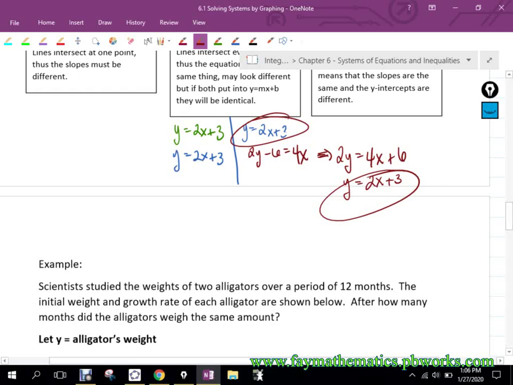And they might ask you, here are two equations. Are they the same, so you have infinite solutions, or are they different, so you have 0 or 1 solution? Here they're identical. It might take a little bit of algebra to be able to make that argument, though.